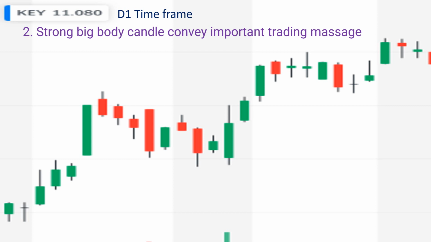Traders always focus on large upper or lower shadows, but they forget that a large candlestick body conveys a strong message. This is the price trend of a stock on the D1 time frame from Yahoo Finance. And here we have a strong, big bullish Marubozu type candle, which has a large body with no shadows at all. You see, there's no shadow at all.